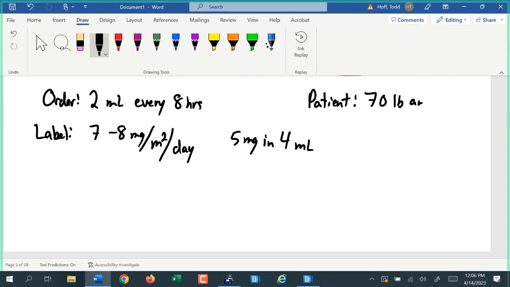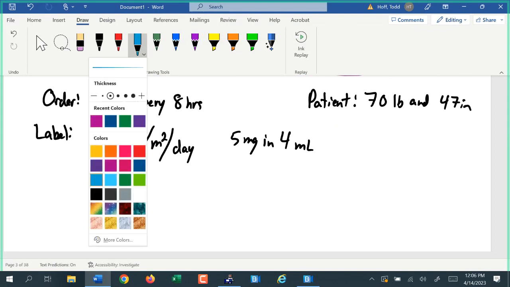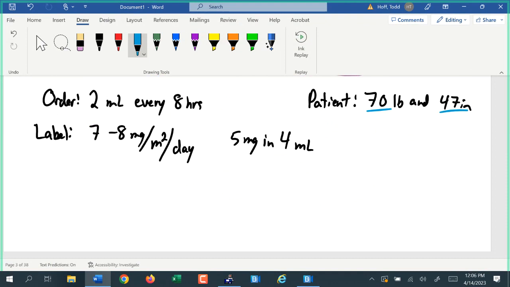Patient is 70 pounds and 47 inches tall. Step one, just like before we had to convert the pounds into kilograms, here we have to convert the height and weight of the patient into a body surface area. And for pounds and inches, the number of square meters is going to be the square root of the inches, 47, times the pounds of 70, divided by 3,131.